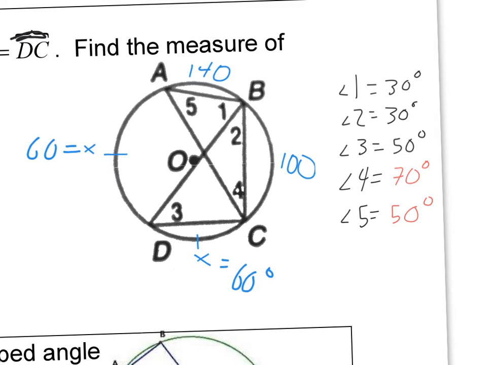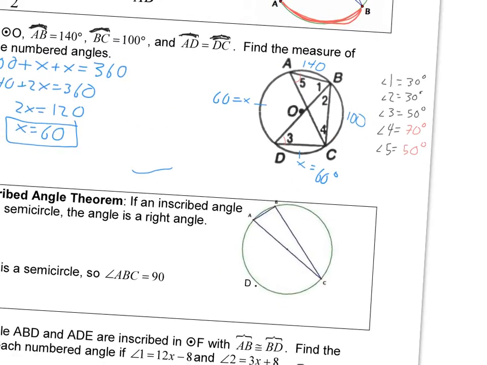Hopefully you saw that angle 4 intercepts this arc of 140, so it has to be half of that, 70, and angle 5 intercepts this arc of 100, so it has to be half, 50. In fact, angle 5 and angle 3 intercept the same arc, so they actually have to be congruent angles. We could mark that in our drawing if we want, we don't have to, but it's significant that since these two angles intercept the same arc, they're congruent, which is what we're going to learn about here soon.